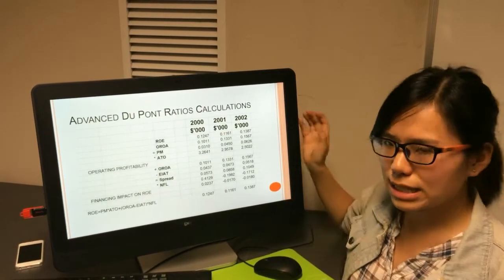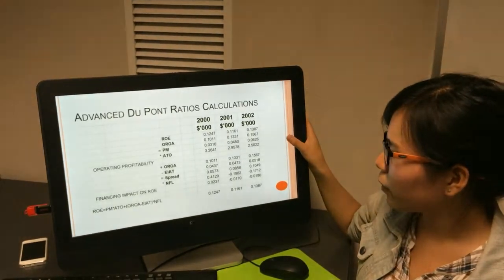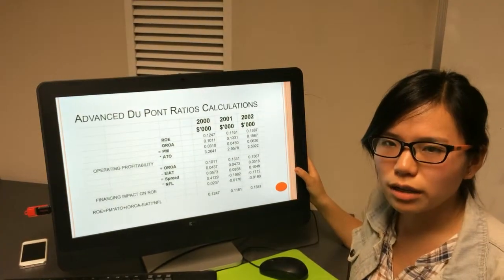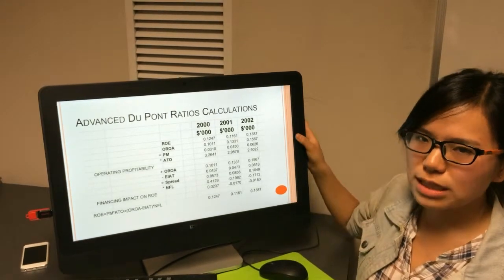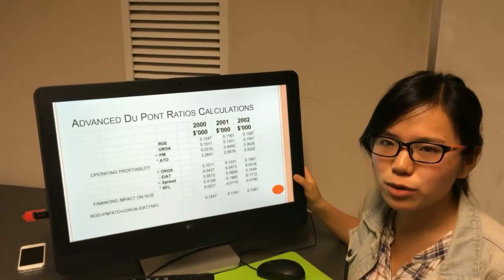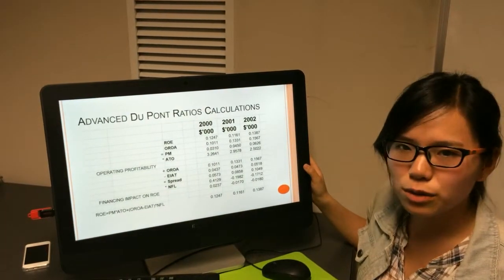After separately discussing the effect of operating performance and non-operating performance on return on equity, finally, the combination of these two parts gives us Crispy's overall profitability and potential growth for years 2000 to 2002.